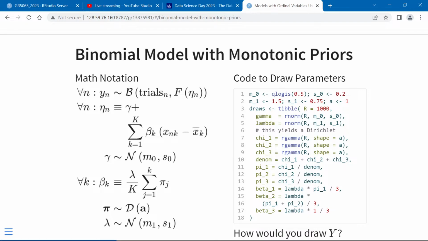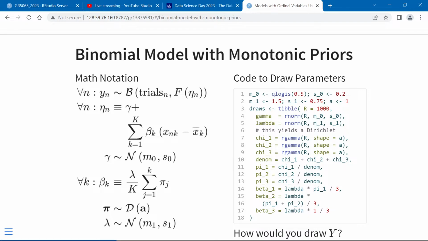In order to do the draws, we draw gamma from its distribution, we draw lambda from its distribution. There's no function in R, unfortunately, to just draw from a Dirichlet. There is in Stan, but the way it can be done is by drawing from a bunch of gamma distributions that have shape A, and then dividing these chi's, which are realizations of independent gammas, by their sum.